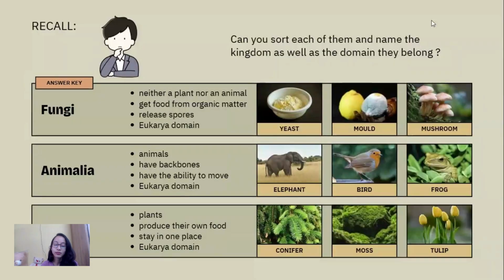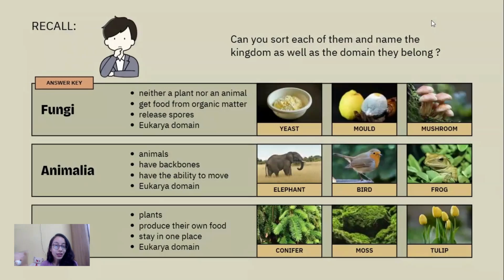So, the first classification, that is, the yeast, the mold, and the mushroom, belongs to the fungi kingdom. That is, they are neither a plant nor an animal. They get food from organic matter. They release spores and they belong to the Eukarya domain.